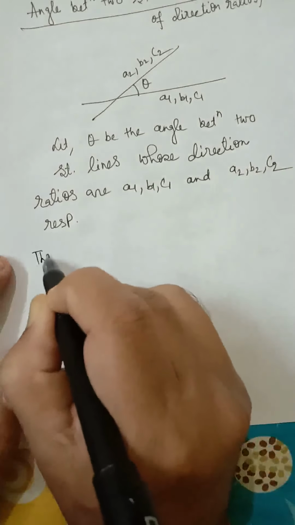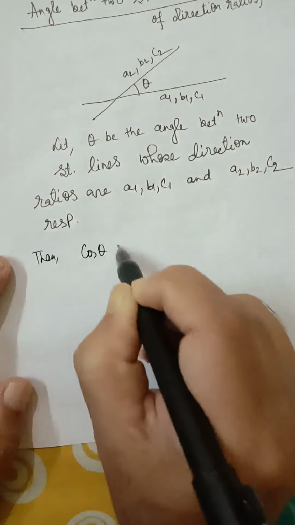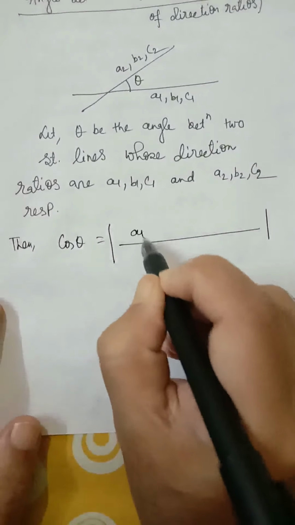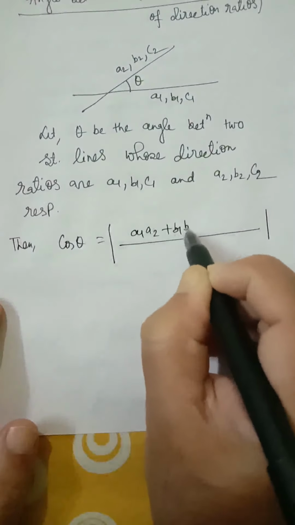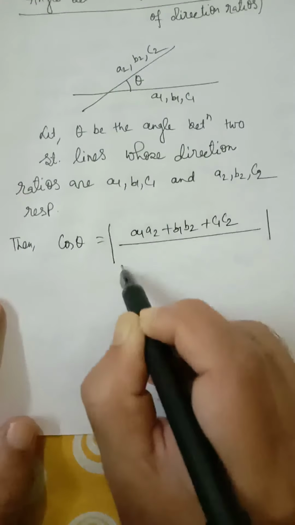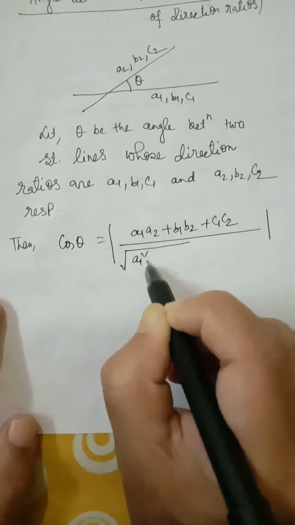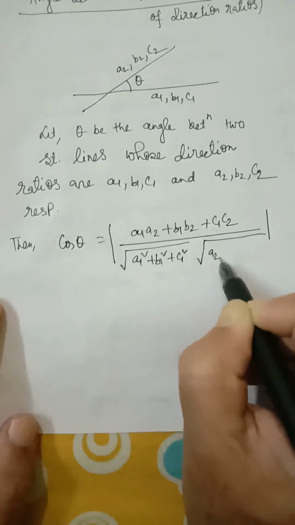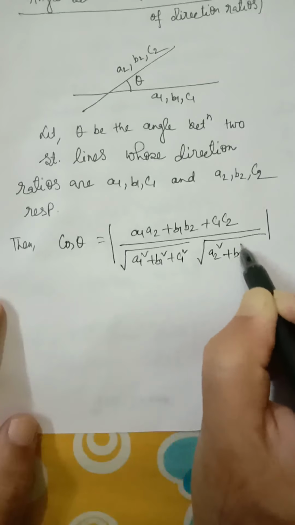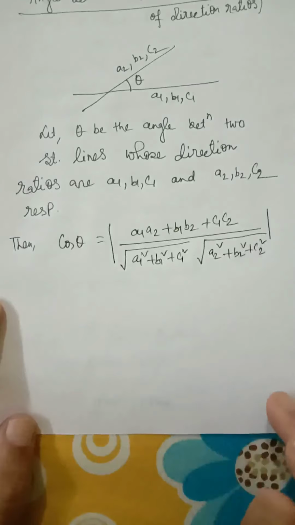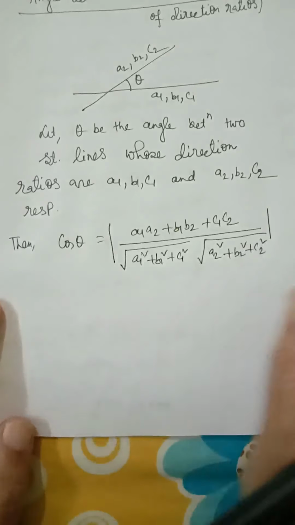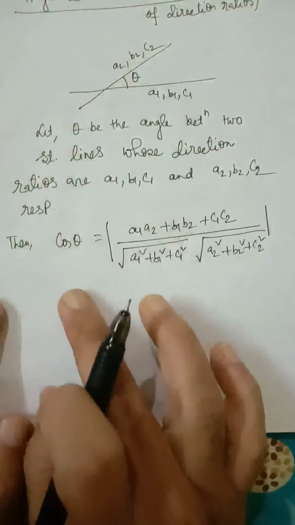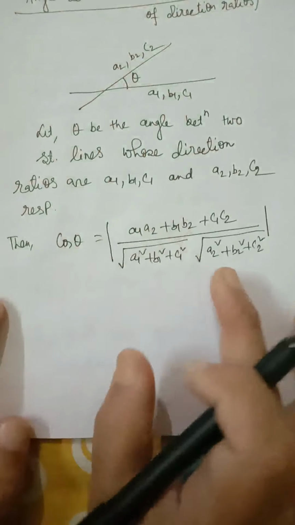Then cos theta equal to a1 a2 plus b1 b2 plus c1 c2 by root over a1 square plus b1 square plus c1 square into root over a2 square plus b2 square plus c2 square. Proof of this is also very simple. By using dot product we can easily prove this theorem, cos theta equal to this.